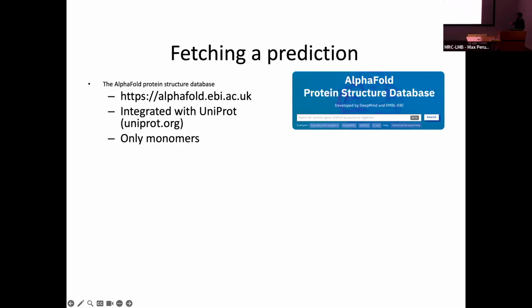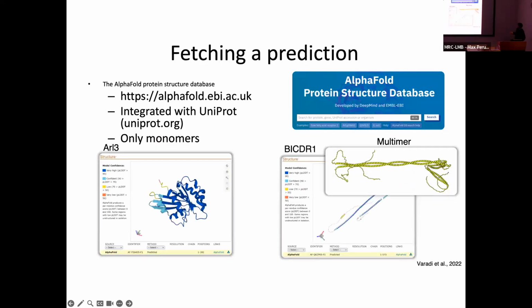Of course, there is a database of AlphaFold structures, so you might not have to run your own AlphaFold job. You can first of all go to the AlphaFold protein structure database and see if somebody has already done it for you. The only problem is that you will only find monomers. If you know that your protein is going to be a dimer, you will have to run an AlphaFold multimer job yourself.